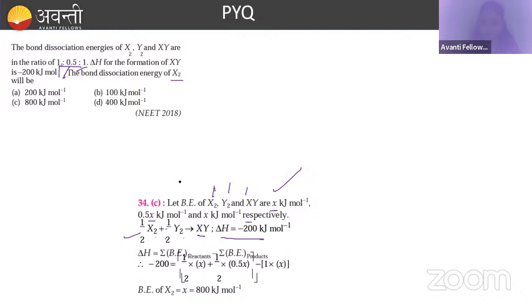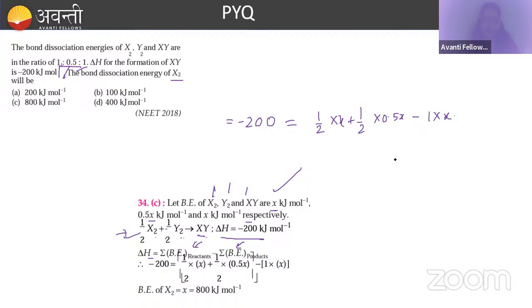Okay, यहाँ पे हम लोगों को मिल रहा है फिर delta H is nothing but summation of bond dissociation energy of reactant minus summation of bond dissociation energies of product. So just do this calculation, that is equal to minus of 200, हम लोगों को क्या दिया हुआ है उसके बाद, ओके, डेल्टा एच का वैल्यू इज इक्वल टू व्हाट, हाफ, कितने हैं रिएक्टेंट में, हम लोगों ने सम किए 1/2 into x plus 1/2 into 0.5x, right, these are in the reactant side, ठीक है ना, ये X2 और Y2 क्या है रिएक्टेंट साइड में, और XY क्या है प्रोडक्ट साइड में, सो minus 1 into x, okay, minus 1 into x.